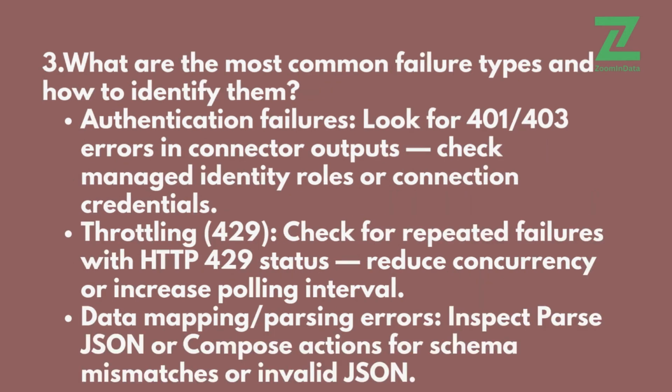What are the most common failure types and how to identify them? Authentication failures: look for 401, 403 errors in connector outputs. Check managed identity roles or connection credentials. Throttling, 429: check for repeated failures with HTTP 429 status. Reduce concurrency or increase polling interval. Data mapping, parsing errors: inspect Parse JSON or Compose actions for schema mismatches or invalid JSON.